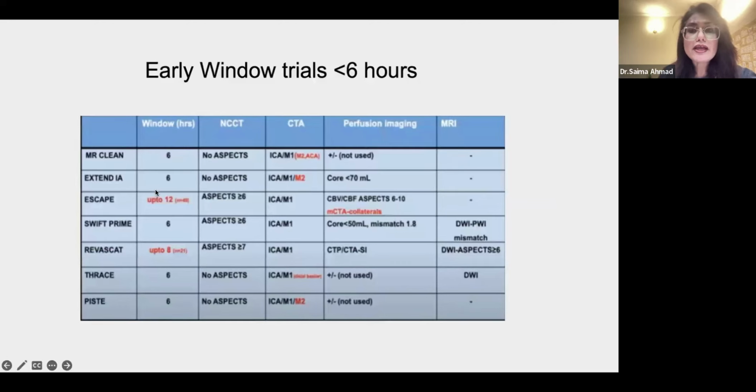So how about the imaging in the endovascular treatment? So early window trials are those trials in which the patients are selected within the 6 hours, who come to the emergency department within the 6 hours of the acute onset of the stroke symptoms. So these are 7 trials, and you can see that they use the non-contrast CT, CTA, perfusion imaging, and also the MRI in the few of these trials.